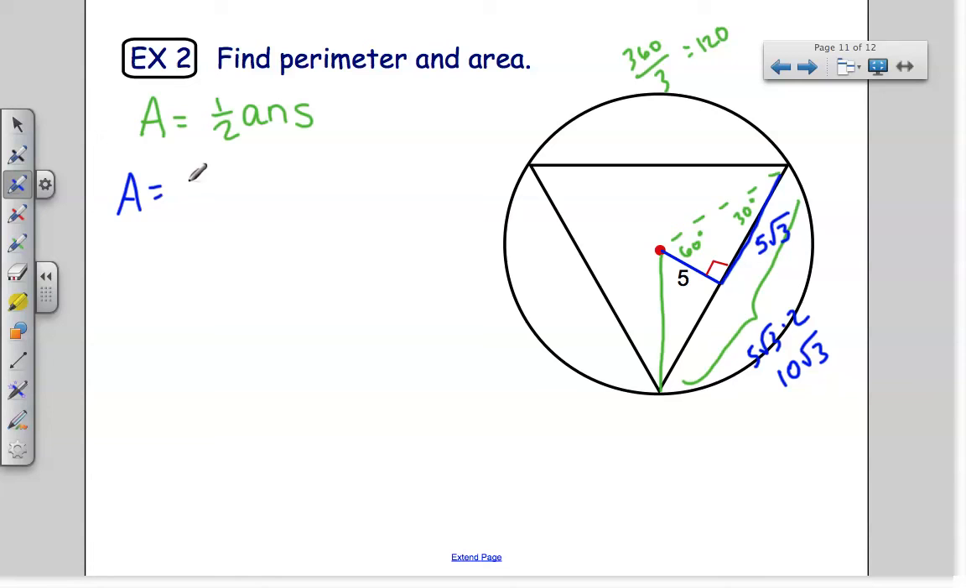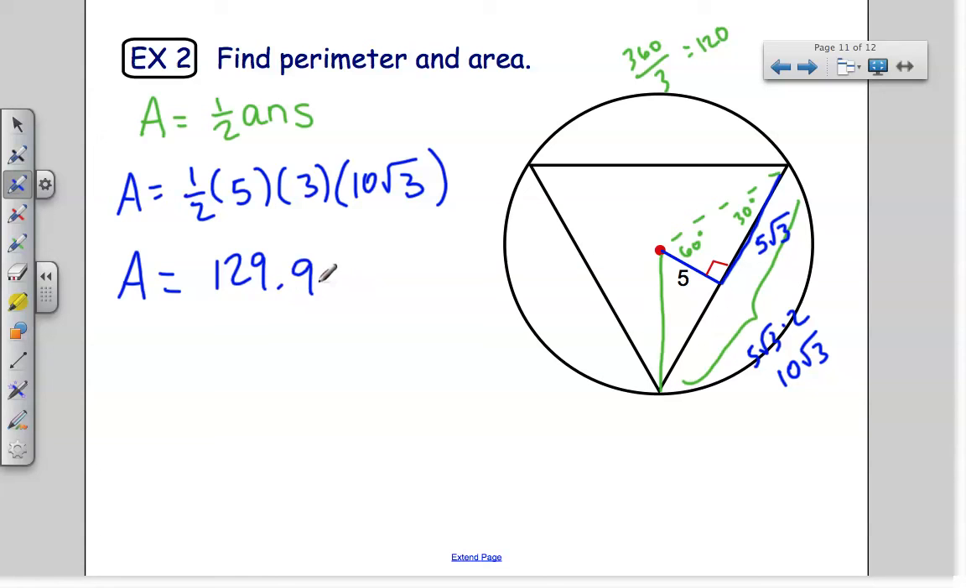And now I can find my area. 1/2. The apothem was 5 from the radius to the side at a right angle. Number of sides, triangle, so 3. Side length was double the 5 square root of 3, so it was 10 square root of 3. And calculator time. Half times 5 times 3 times 10 square root of 3. And I get an area of 129.90. No label on there, but this is area, so units squared.